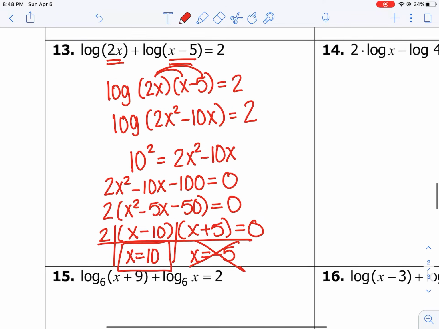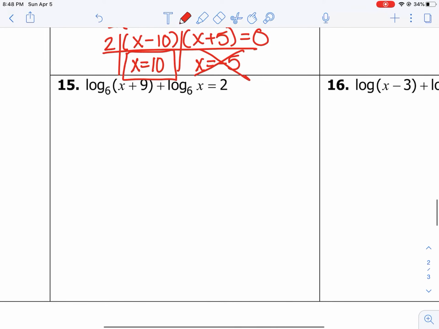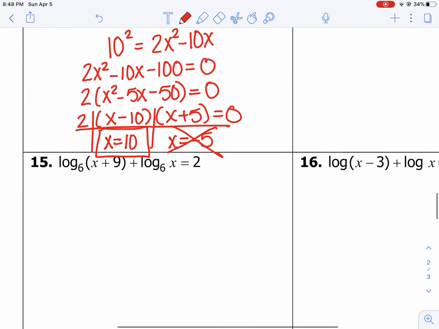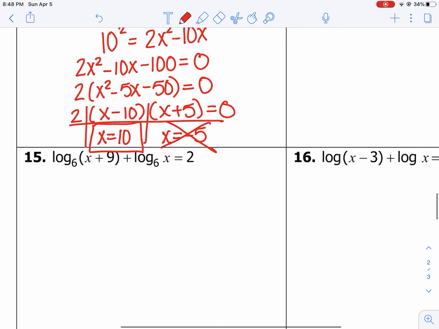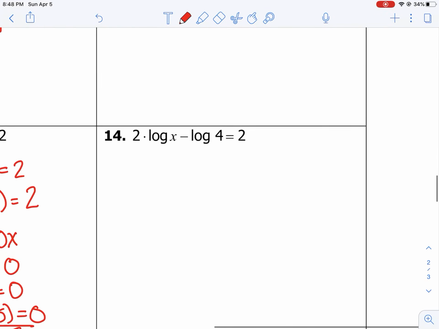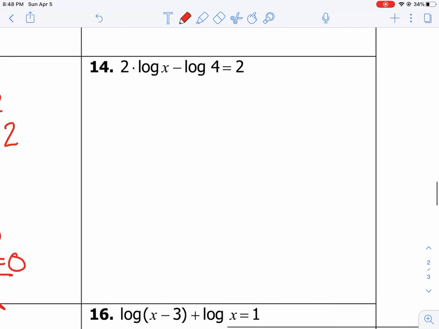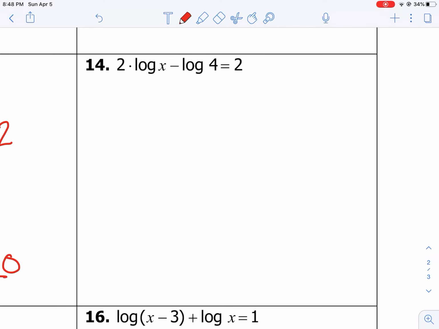Okay, let's do one more together. Let's do 15. Well, actually, since 15 and 16, both of those are adding and we just went over an adding one, I'm going to do 14 because it's a subtracting one. And there's actually 2 steps here to condense this. So I'm going to do 14. So the first thing that I'm going to do is I'm going to take this 2, I'm going to make it an exponent, move that back. So I have log x squared minus log 4 equals 2.